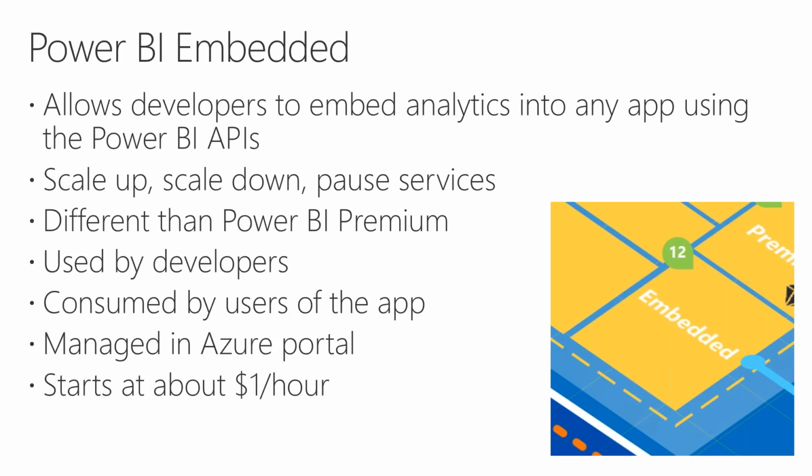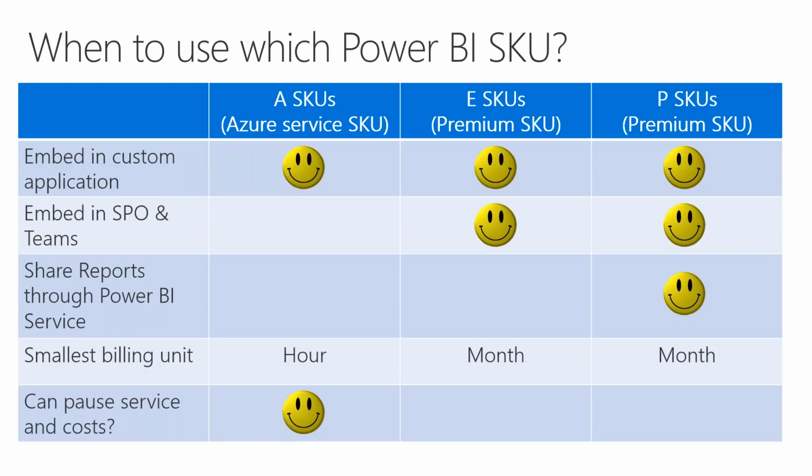Power BI Embedded, like I said, is an Azure service, and it's managed in the Azure portal, and it starts at about $1 an hour, okay? And then it goes up from there. Now there are a handful of different SKUs associated with Power BI Embedded and the Power BI Premium service. You have the A SKUs, and you see that there at the top, the second from the left column. The A SKUs, those are the Azure service SKUs, the Power BI Embedded SKUs.